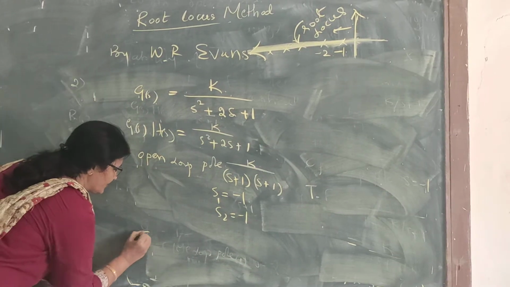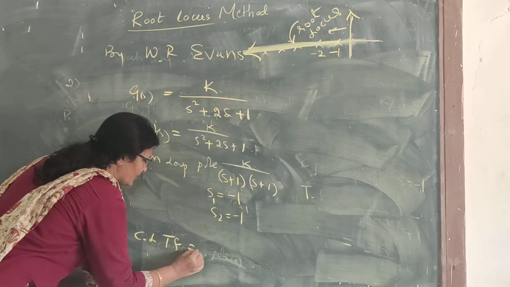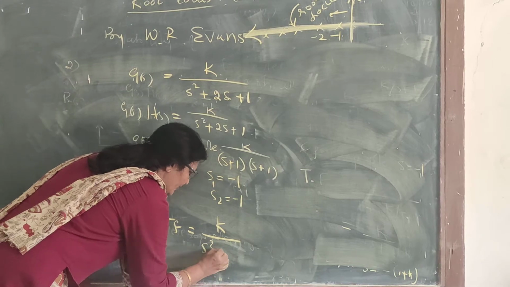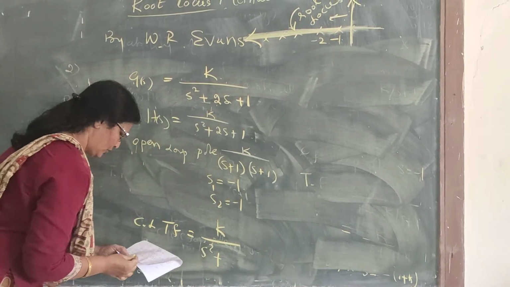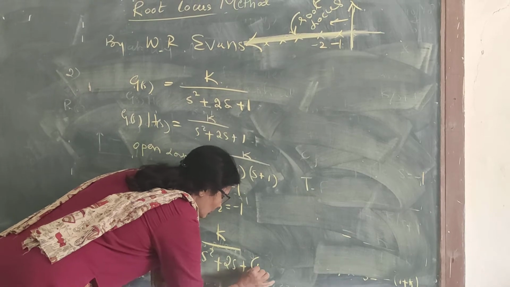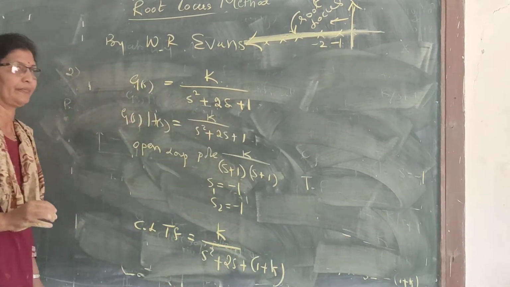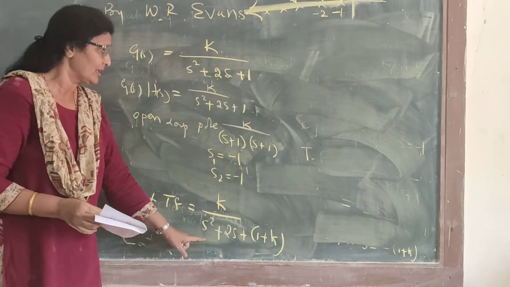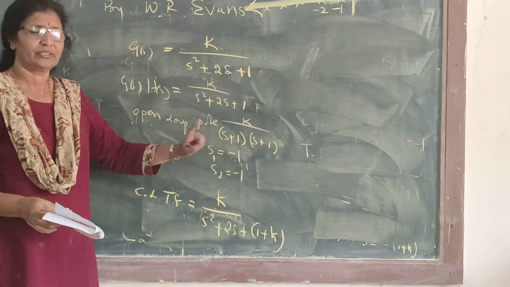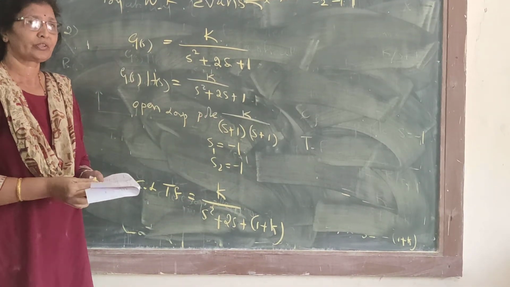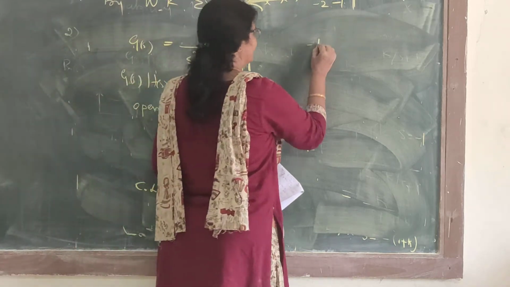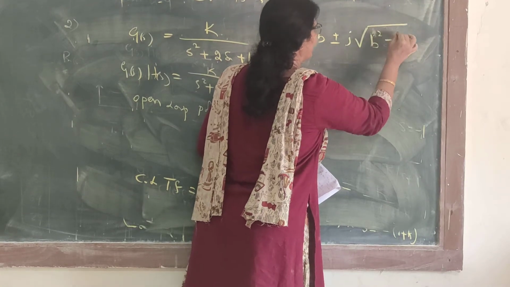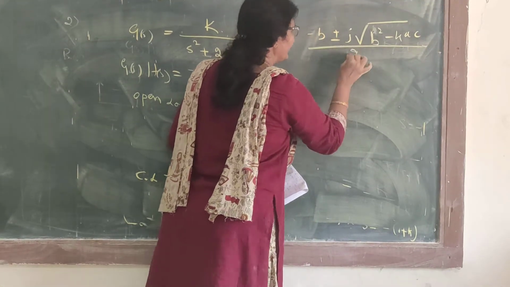See, what will be the closed loop transfer function now? Closed loop transfer function, that is k divided by s square plus 2s plus 1 plus k. You cannot evaluate the roots of this characteristic equation by simple evaluation. You need to use the quadratic equation formula, that is minus b plus or minus square root of b square minus 4ac divided by 2a.